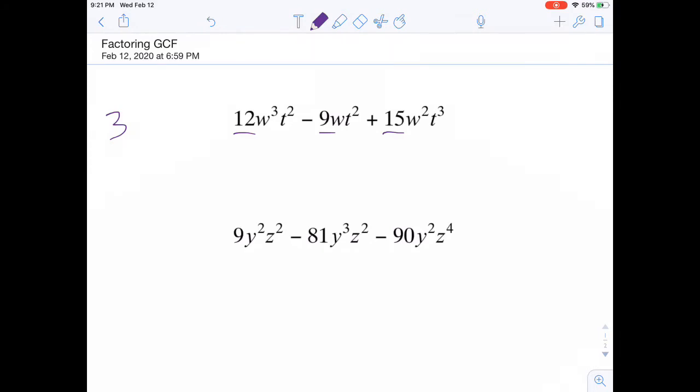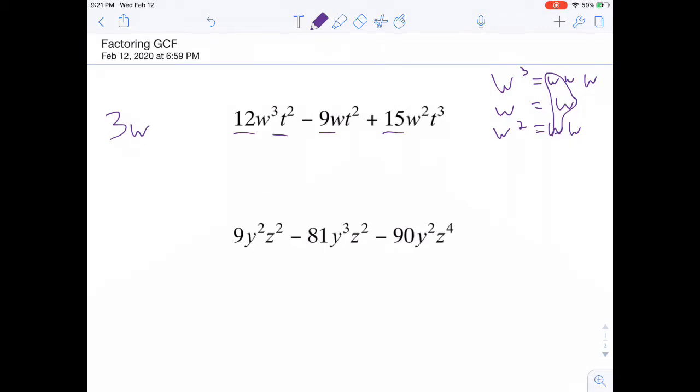I want to look at my variables here. If I had w to the third, w, and w squared, I'm looking for the biggest number of w's that would come out of all of these evenly. So if you look, this one has 3, this one has 1, this one has 2. So I can take 1 out from all of them. So w is going to be part of my GCF.